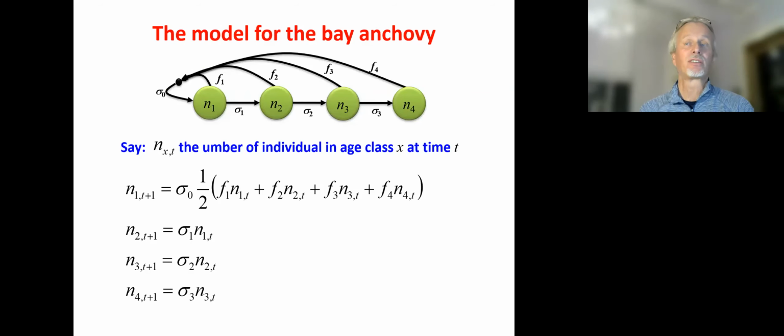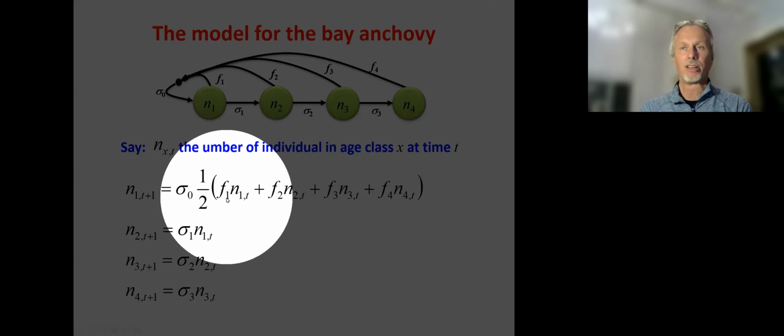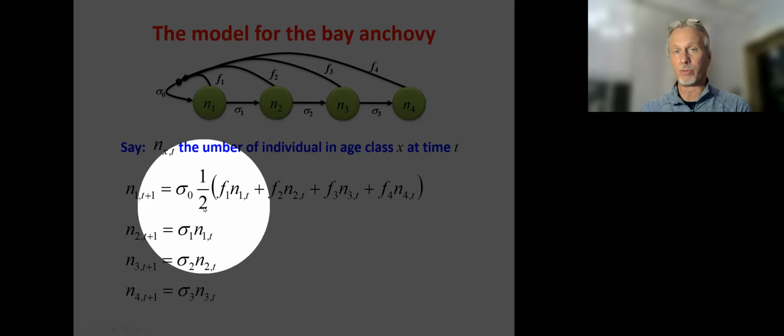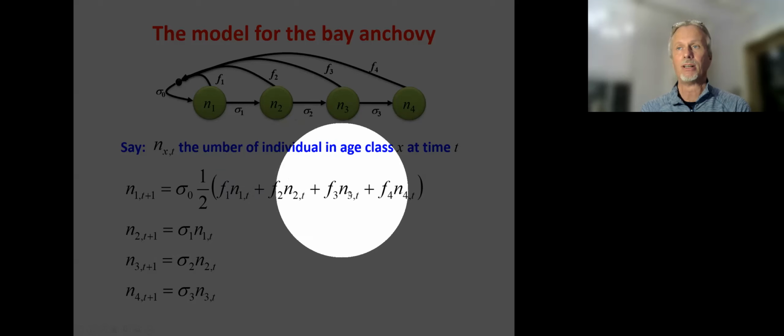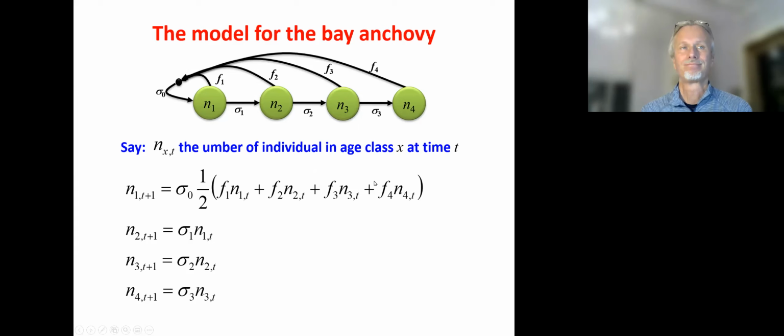Here, I have collected already 1/2 to account for the sex ratio, which applies to all the classes. And likewise for sigma 0, which is assumed to be independent of age. And then I have accounted here for the number of individuals of age 1 times their per capita fecundity, number of individuals of age 2 times per capita fecundity. Remember, we always have 1/2 to account for the females, and then F3 and F4. This equation is also known as the renewal equation.